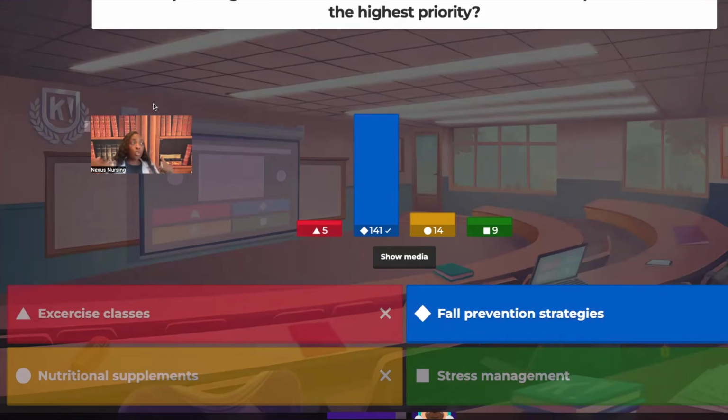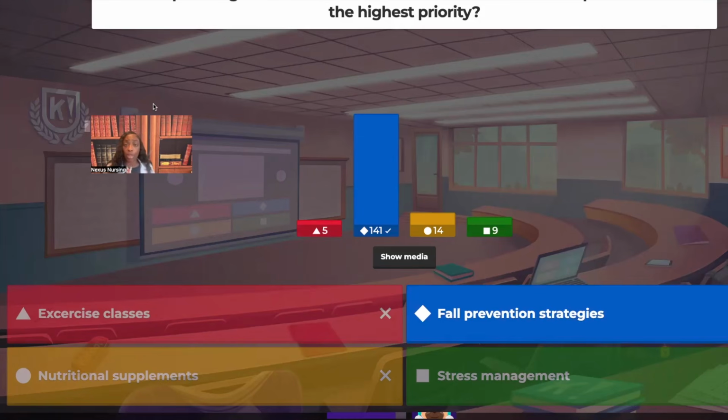Remember, the older that you get, it's just wear and tear of the body. The muscles aren't as strong as they used to be. The bones aren't as strong as they used to be, right? You want to have fall prevention strategies. The older that you get, the more medications you're going to be on. Polypharmacy can cause fall risk as well, right?